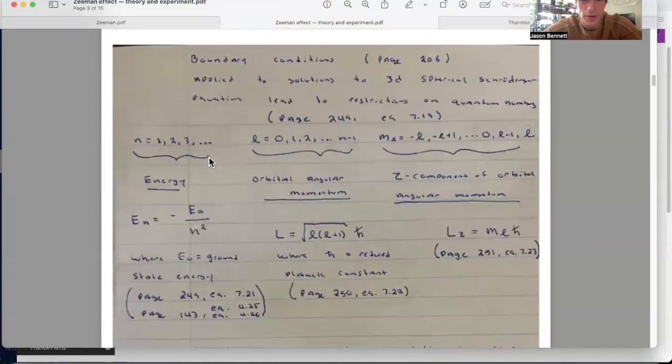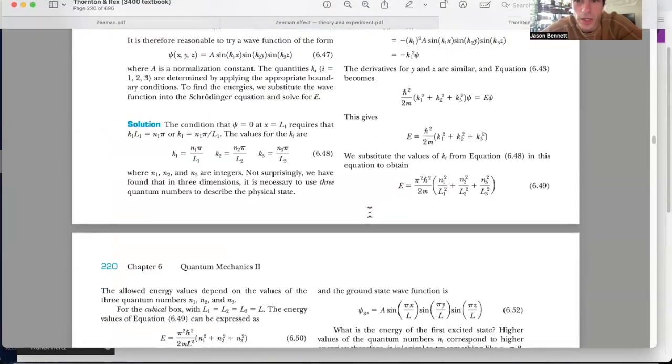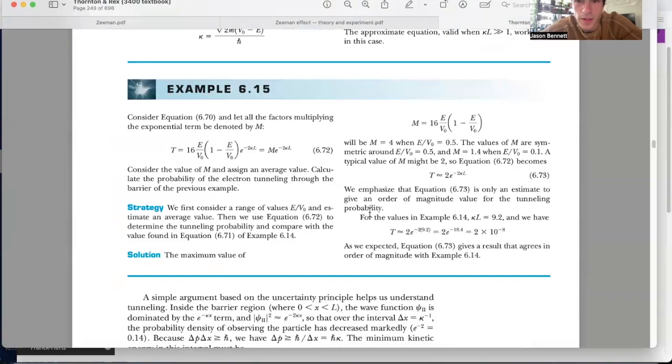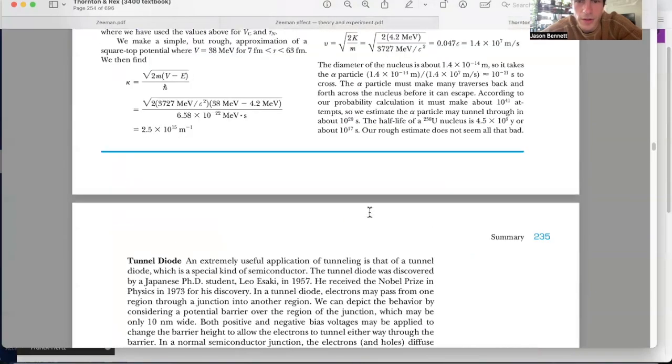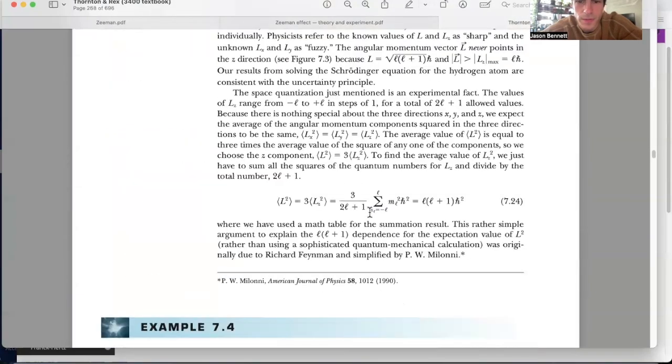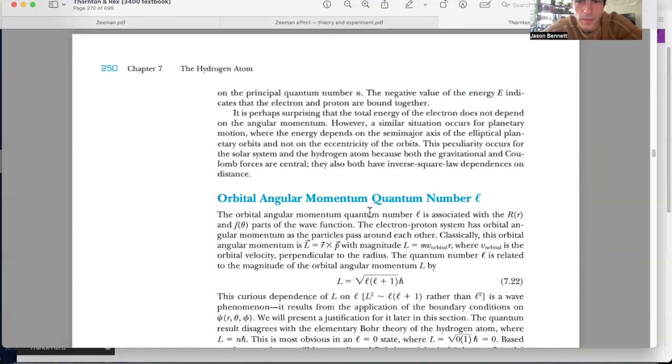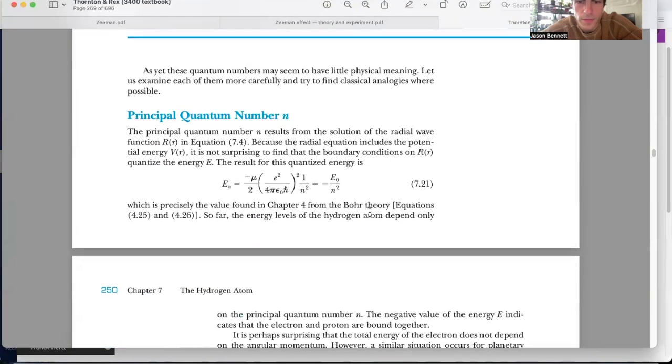Okay, so let's actually get into what these quantum numbers are all about. This one you may remember from when we did the Frank-Hertz in particular. This corresponds to energy. So E0 is the ground state energy. We don't need to go back to that. They're the identical equation. 7.21 is where that is discussed.